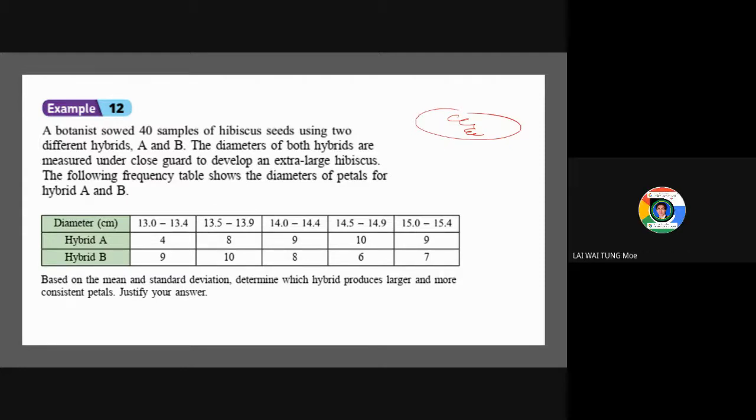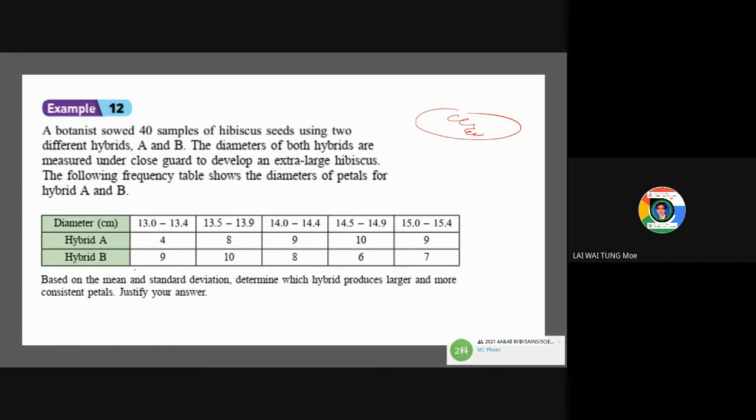Okay, so first we will look at one example. It's from your textbook, example 12. It is how to compare two sets of group data. Let's read the question first. A botanist sowed 40 samples of hibiscus seeds using two different hybrids, A and B. The diameters of both hybrids are measured under close guard to develop an extra large hibiscus. The following frequency table shows the diameters of petals for hybrid A and B. The table is already given.